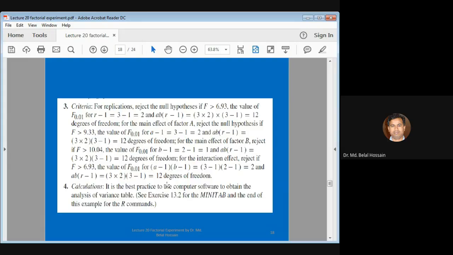So based on that calculation, you have to compare. For replications, reject the null hypothesis if your F statistic is greater than 6.93 for the values of 2 and 12.